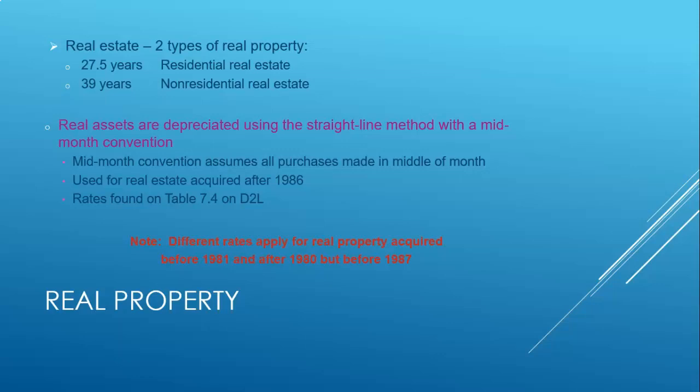Okay, for real estate, of course, again, we talked about real property and personal property. Real property is your land and buildings, and we never depreciate land. So this is talking about buildings. Now there's two kinds of buildings that the IRS has tables for.